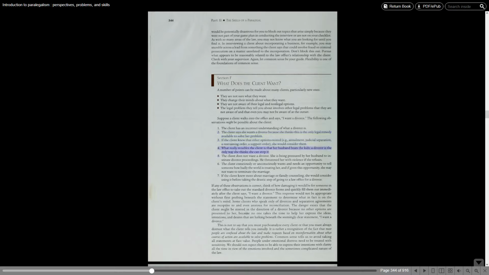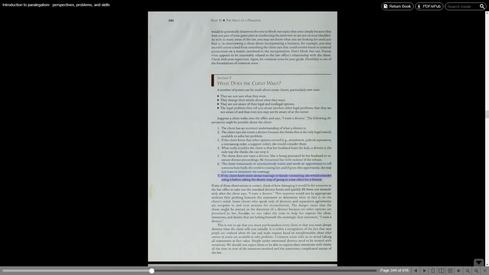4. What really troubles the client is that her husband beats the kids. A divorce is the only way she thinks she can stop it. 5. The client does not want a divorce. She is being pressured by her husband to institute divorce proceedings. He threatened her with violence if she refuses. 6. The client consciously or unconsciously wants and needs an opportunity to tell someone how badly the world is treating her, and if given this opportunity, she may not want to terminate the marriage.